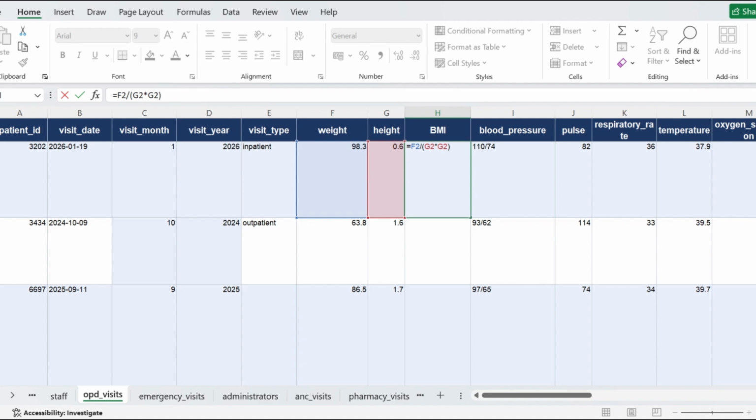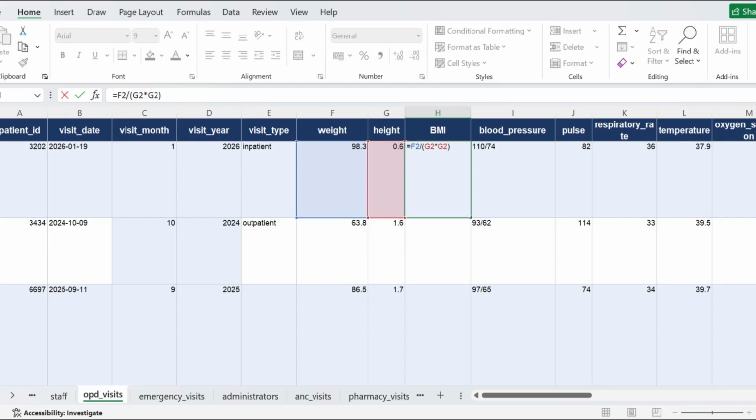Next, we'll calculate the body mass index, commonly known as the BMI. The BMI is calculated using the patient's weight and height and serves as a simple indicator of nutritional status, the formula being weight in kilograms divided by the height in meters squared.